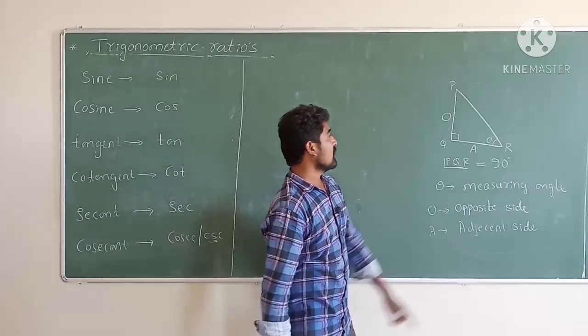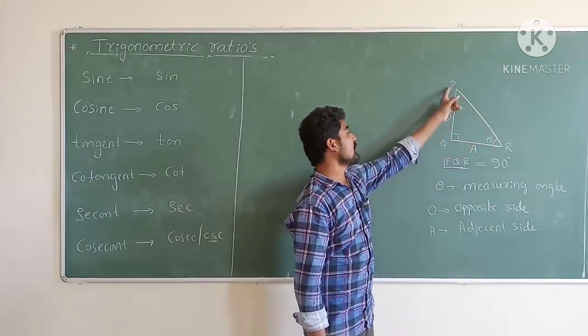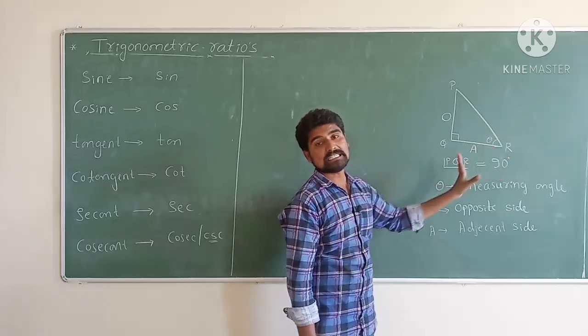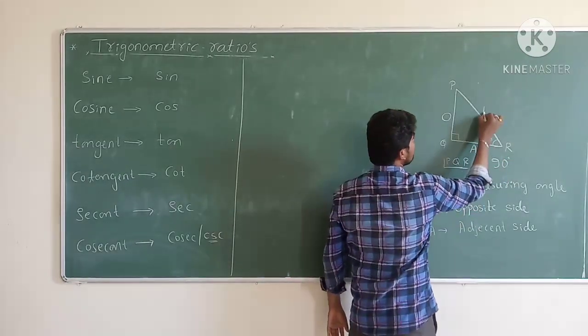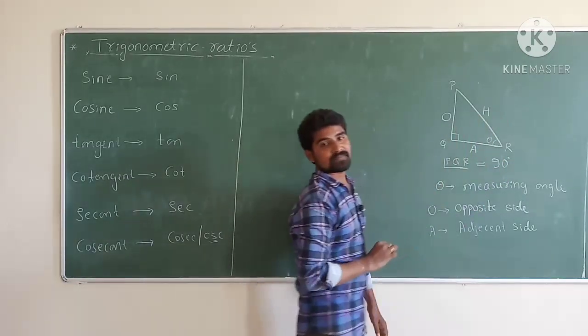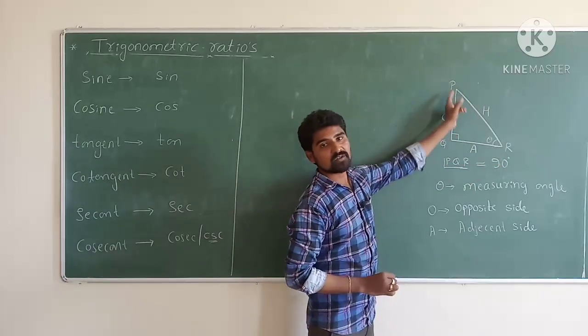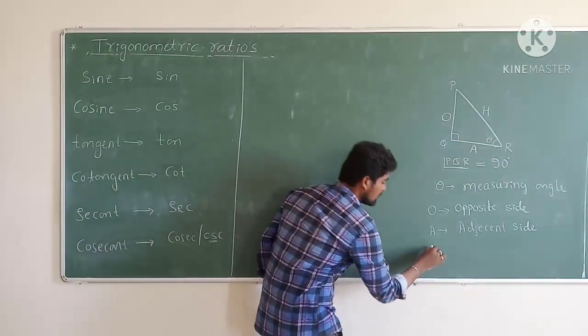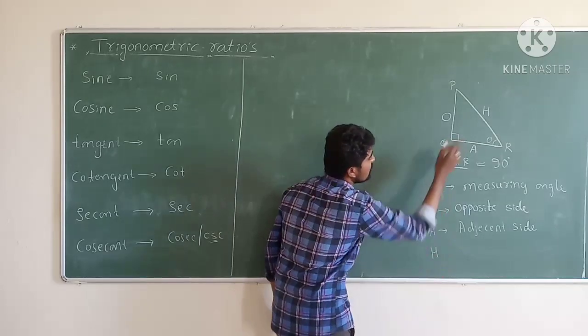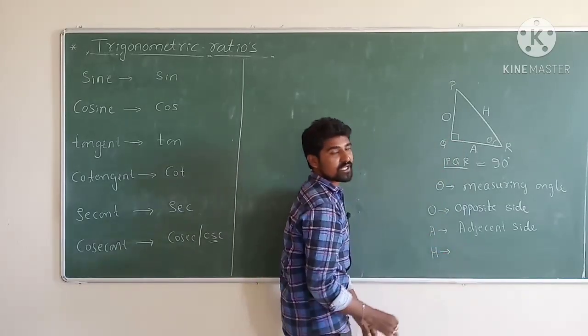And then the longest side of the triangle PQR is called the hypotenuse side. Vikarna, the longest side of the triangle PQR is called the hypotenuse side.